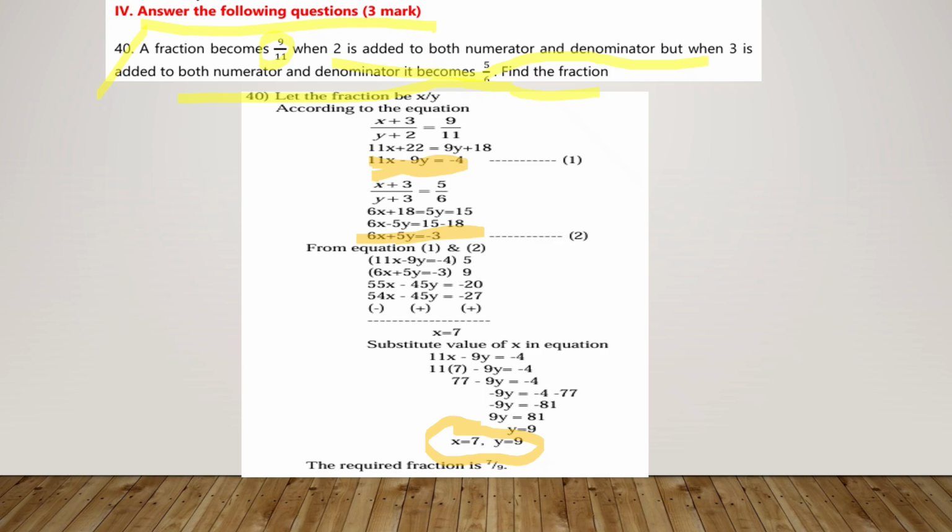Here minus 45y and plus 45y will be cancelled. So you will get 1x is equal to 7. If you know the value of x, substitute in any one equation. So you will get y is equal to 9. When you substitute x is equal to 7 in the equation 11x minus 9y is equal to minus 4, you will get the value of x is 7, the value of y is 9. So the required fraction is 7 by 9, that is x by y.